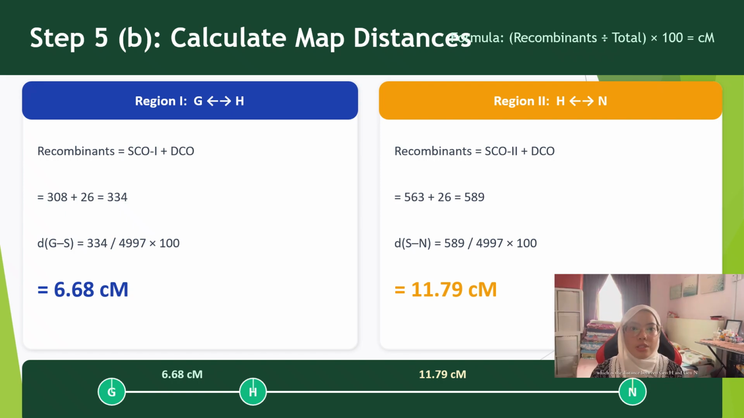Now for region 2, which is the distance between gene H and gene N, we do the exact same thing. We add the single crossover in region 2, which is 563, to the double crossover, which is 26, giving us 589 recombinants. Then we divide 589 by 4,997, which gives us about 0.1179. Multiply that by 100, and we get 11.79 centimorgans. So the distance between H and N is 11.79 centimorgans. And that's our answer for question B. The genetic map looks like this: G, then 6.68 centimorgans away is H, then 11.79 centimorgans away is N.